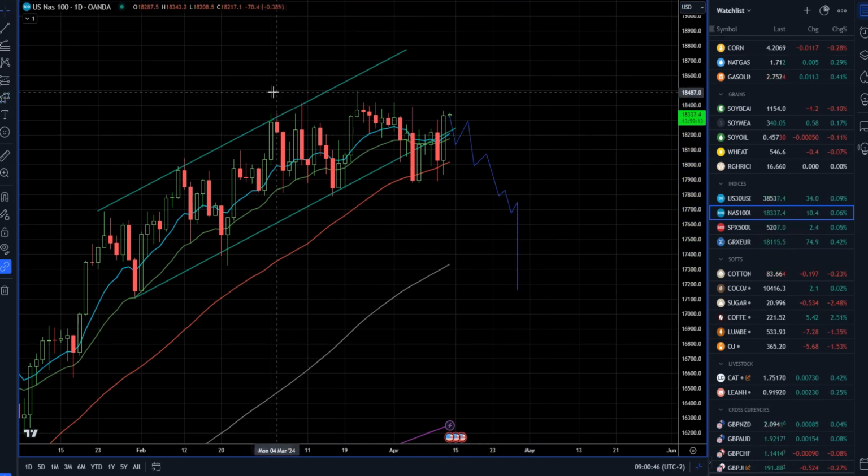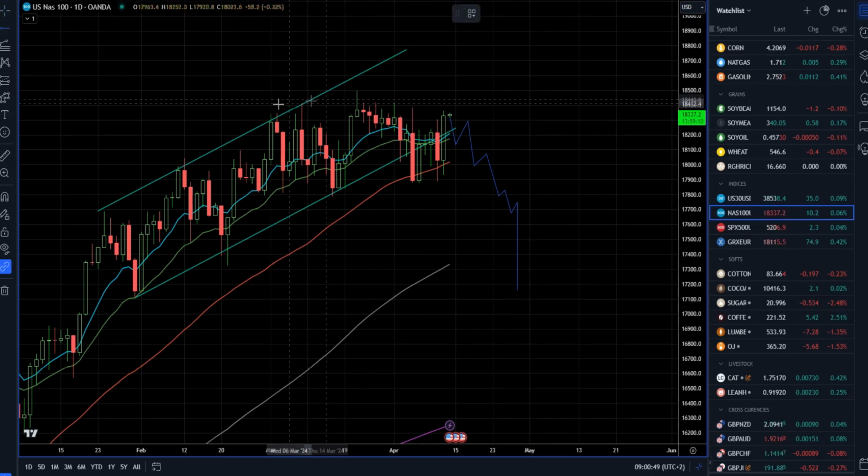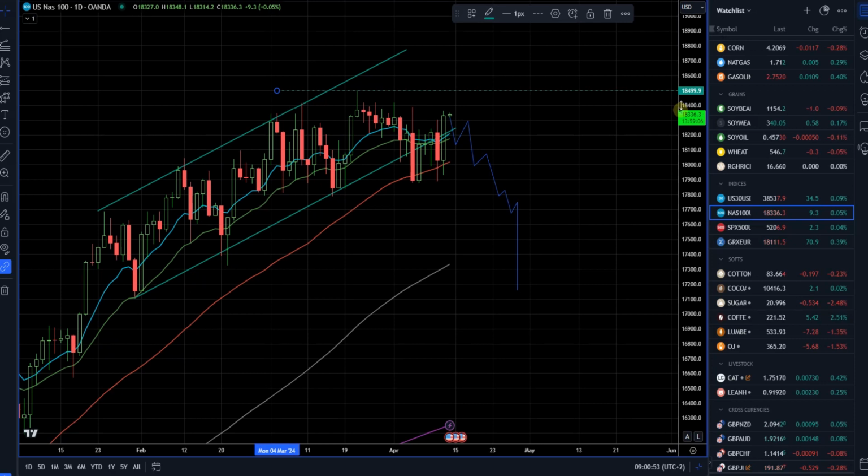But from the other side, if market can clear key resistance, let's say this pin bar high at 18,500, if market can clear that and hold above, then there will be a chance for at least another upside movement. But so far, we need to just be patient and see how this consolidation area and how the market will develop.